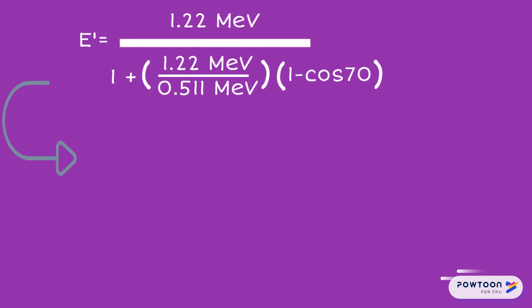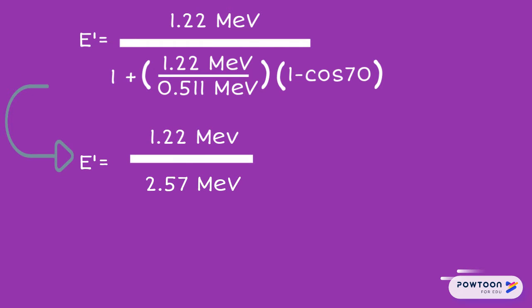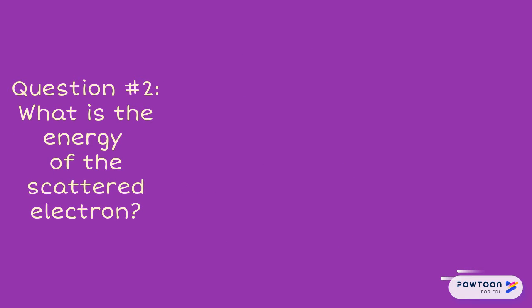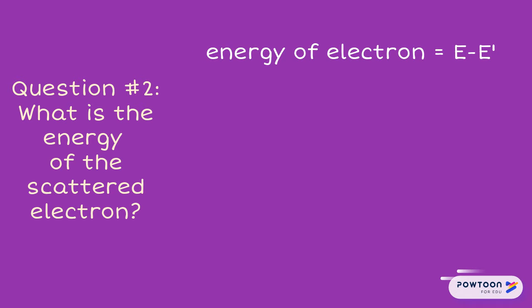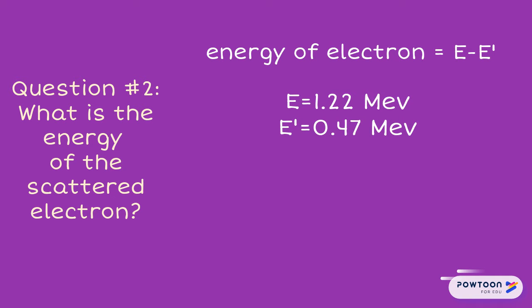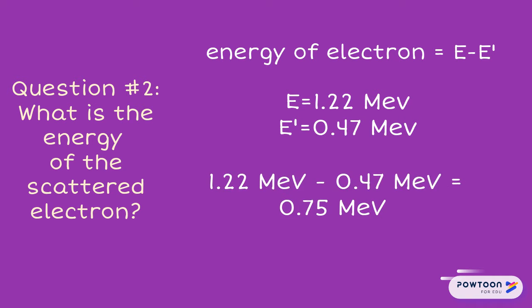When we work through this equation, we find that the energy of the scattered photon equals 0.47 MeV. Question number 2. What is the energy of the scattered electron? We can find this value by subtracting the energy of the scattered photon from the energy of the incident photon. For this problem, we find that the energy of the scattered electron is 0.75 MeV.